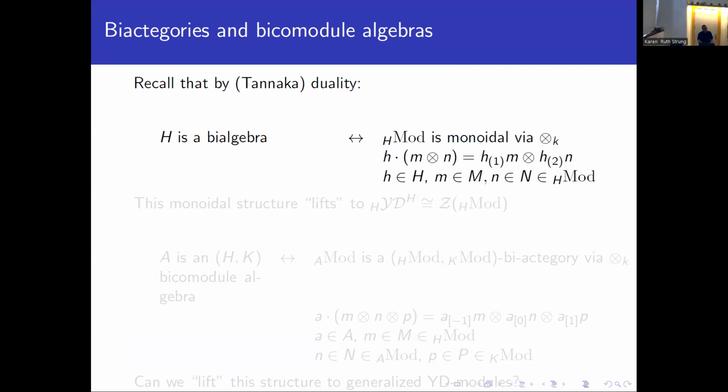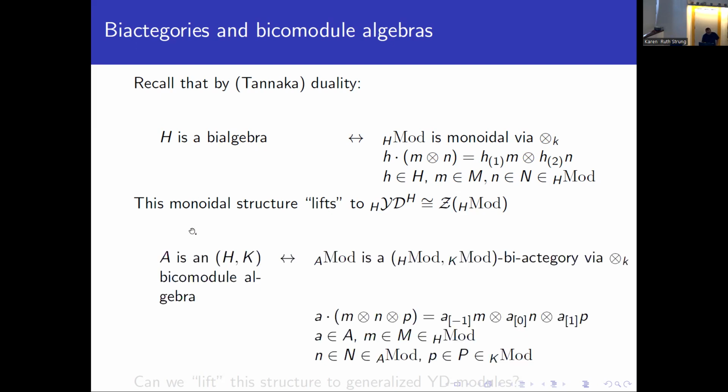So in the usual case, how do we get the equivalence between YD modules and the center? If we start with a bialgebra, and we consider the category of H-modules, which is a monoidal category via the usual tensor product, and we have the diagonal actions, then this monoidal structure leads to the equivalence of the center and the category of YD modules. But in the case of generalized YD modules, we don't have a monoidal category anymore, because now we start with a bicomodule algebra, where H and K here are bialgebras.